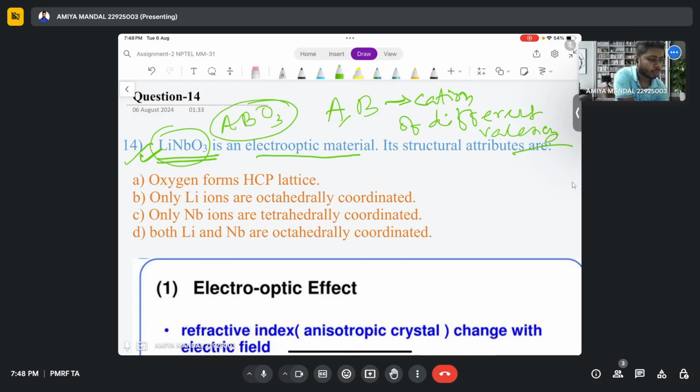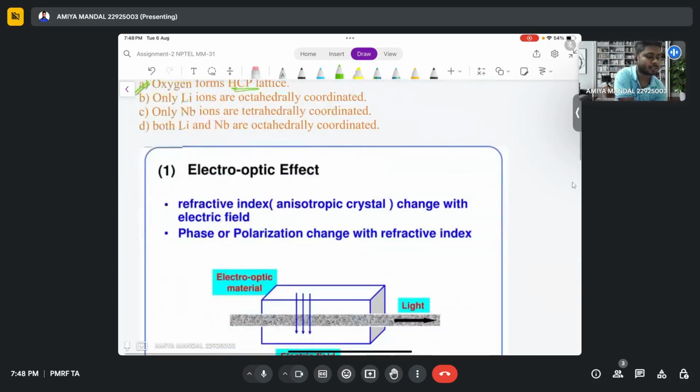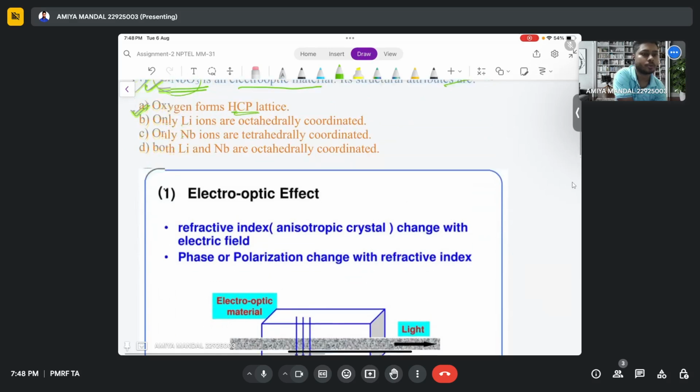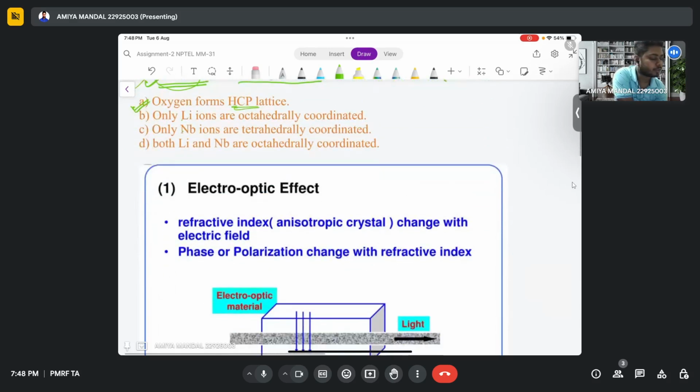And this is anion, and always oxygen forms HCP crystal. This is correct also. But what for lithium and niobium? Both are octahedrally coordinated or both are tetrahedrally coordinated. If we see the structure, we'll find the answer.